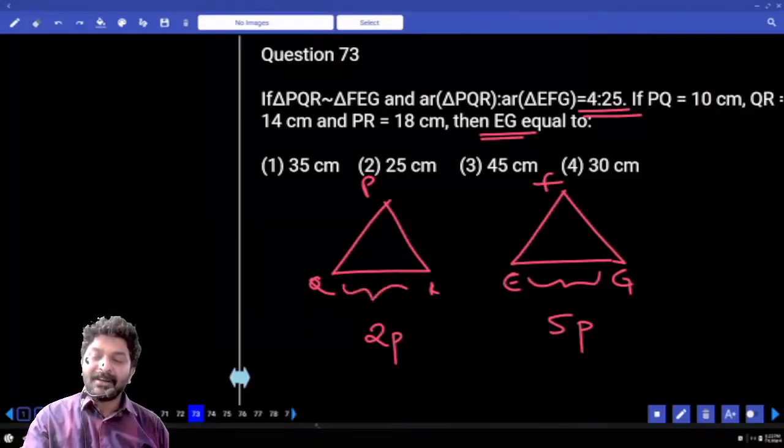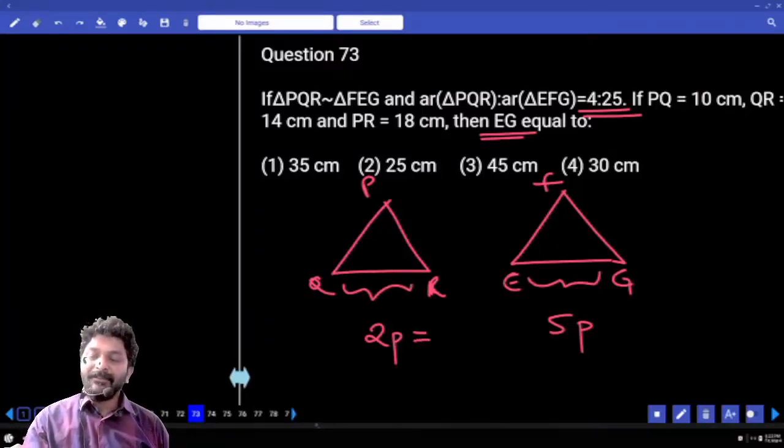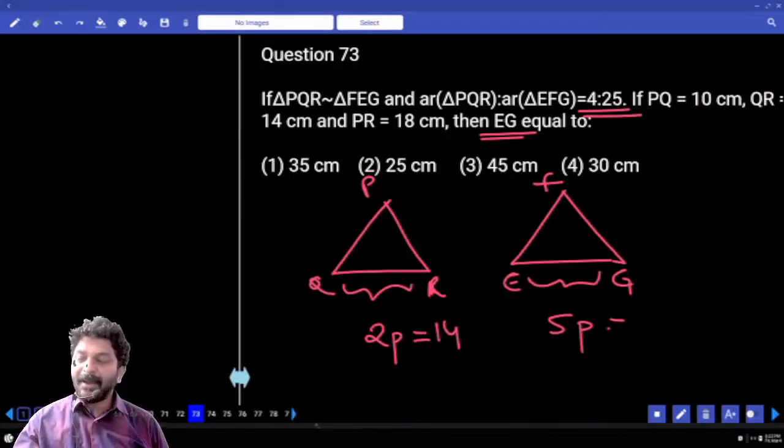So for similar triangles, we also need to know QR, right? So how much is QR? If 2 parts is equal to 14, 1 part is equal to 7. 5 parts is equal to 5 into 7, 35.